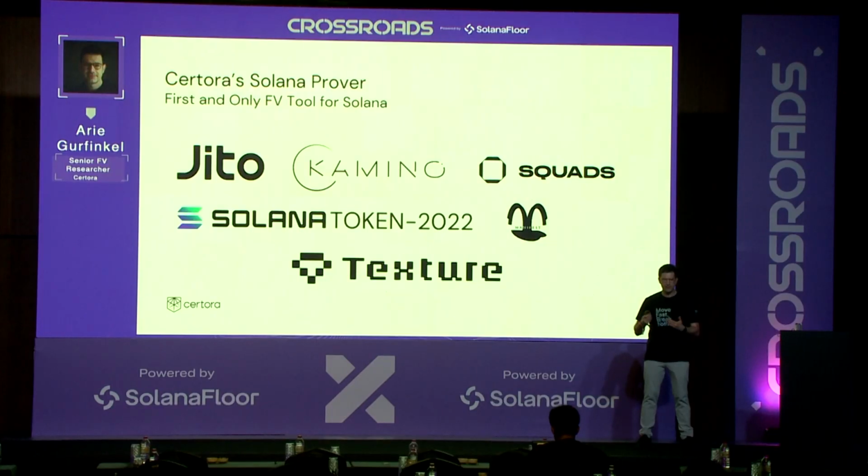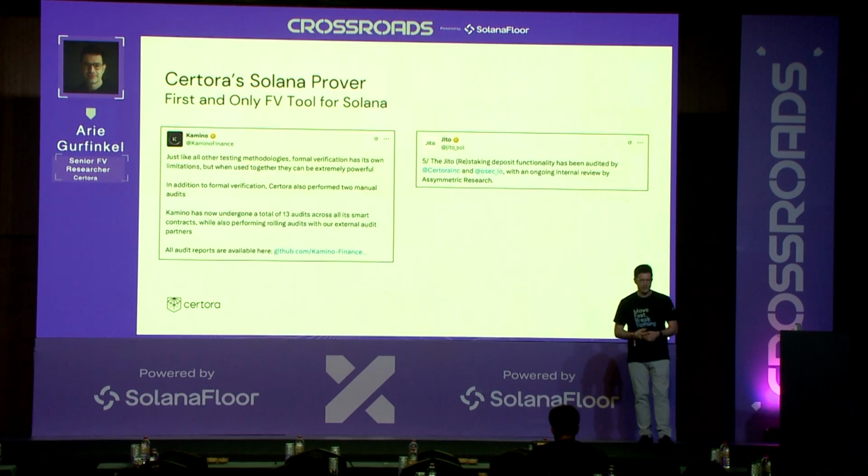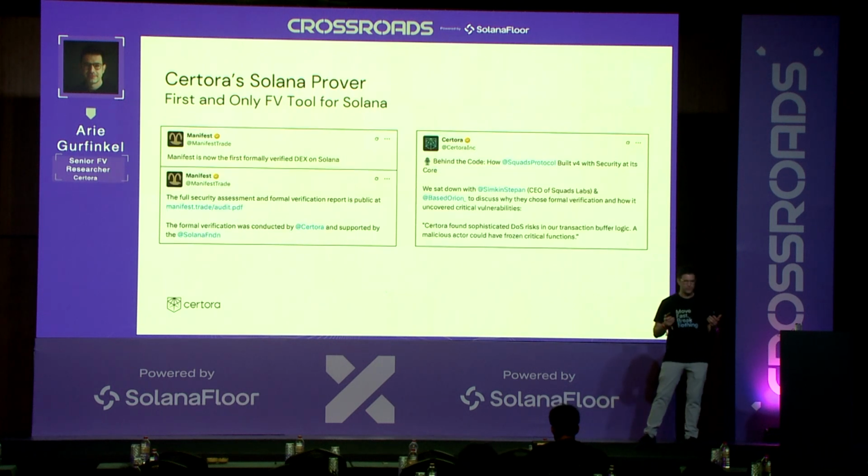Now, as I said, in addition to building those tools, we are actually using them. We're putting our money where our mouth is. And this is a list of some of our customers for which we've done formal verification-based audits. So we worked with, for example, Jito, Camino, Squad. We did a formal verification of the Solana token extension Token-2022. If you want to see what a customer thinks, you can go on Twitter and look at what they say, or you can look at the audit reports, which are all public, to see what we've actually done.